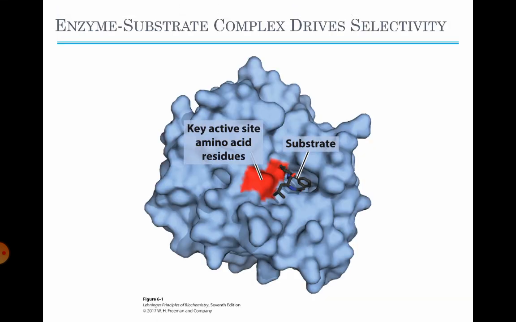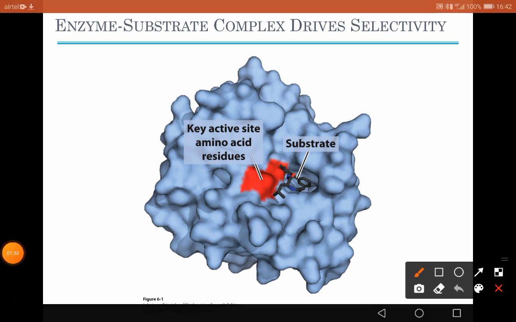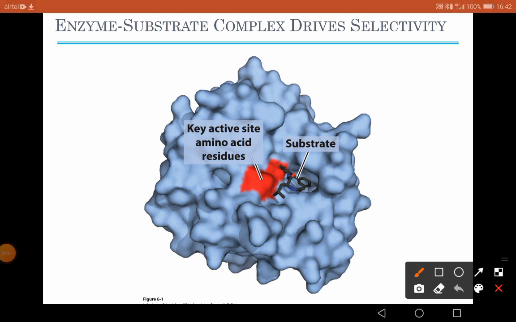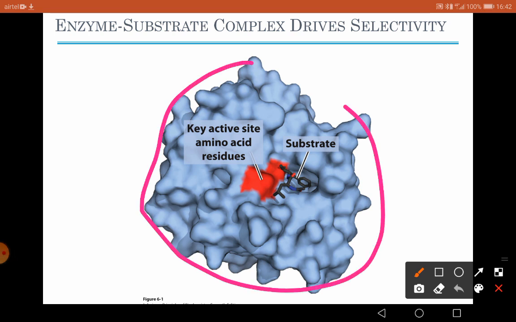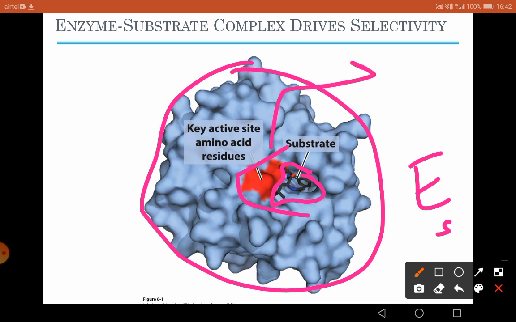So this is an illustration of an enzyme substrate complex that drives specificity. So usually, as I said, the enzyme is a very large molecule, and the substrate is relatively small. So this is the substrate, and this particular area is called the pocket, or we call it an active site, right? It is called an active site.